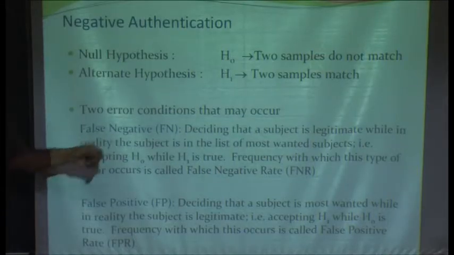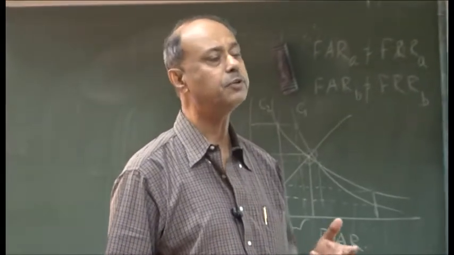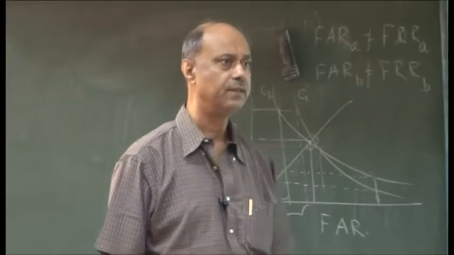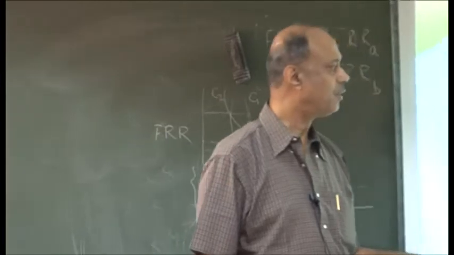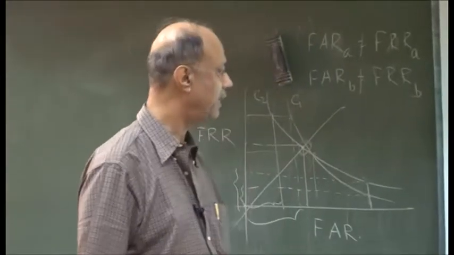In that case, a false negative means the 2 persons are supposed to be matched in reality, because the same person has come to enter the shopping mall and he should have been matched with the database, but in practice it was not matched. It was shown that he is not the man within the database, right. So that is your false negative. And the frequency of this type of error is called the false negative rate, which is FNR.